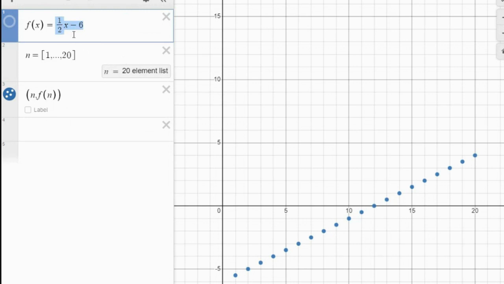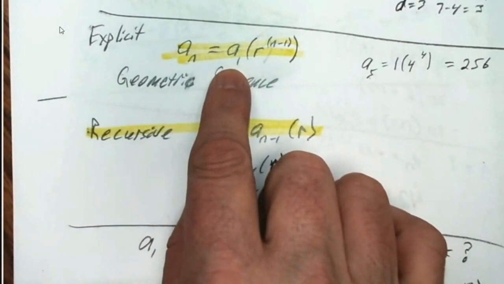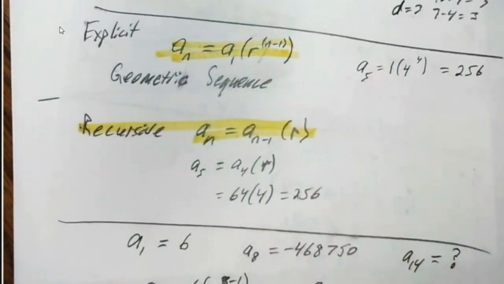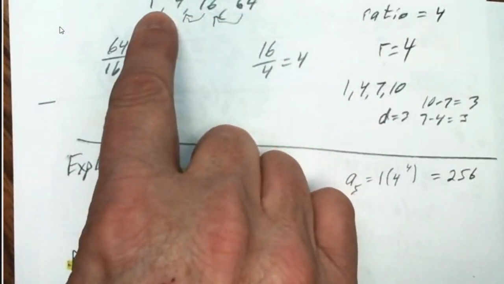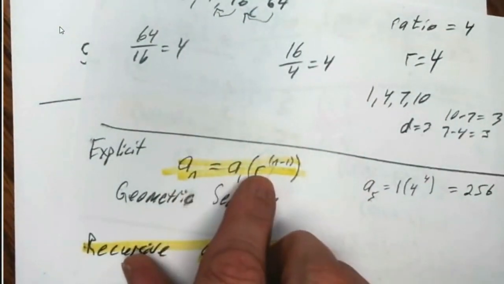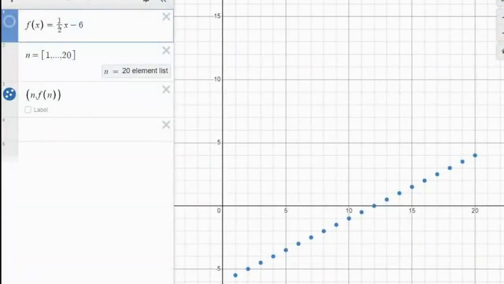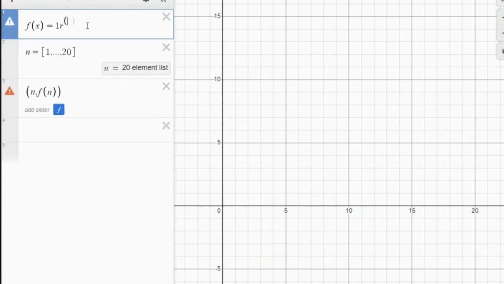What if it's geometric? Let's put in a geometric one where we just use our geometric formula for a geometric sequence. I'll go back and show you what the formula was because this is from our last lesson. The geometric sequence: a1 times r to the n minus 1. So let's start with the sequence 1, 4, 16, 64. So a1 would be 1, so I don't need that. We just need r to the n minus 1. So let's do that. So if we said it's 1 times r to the parentheses x minus 1.